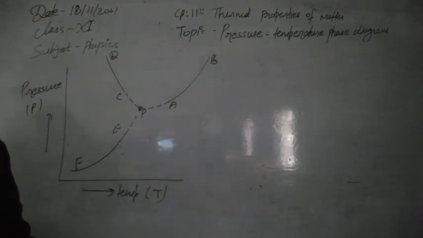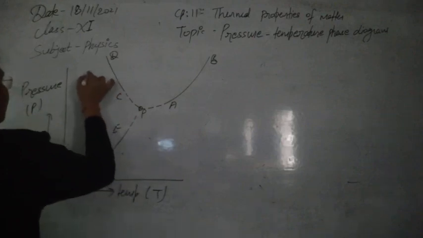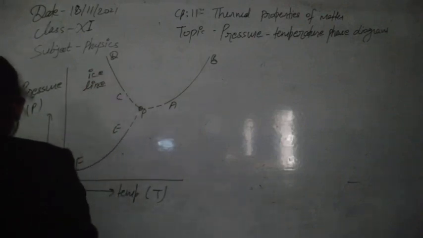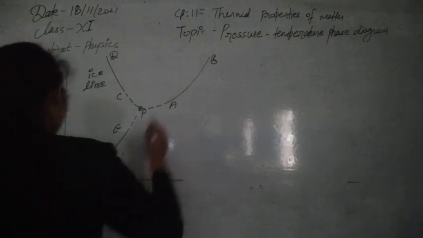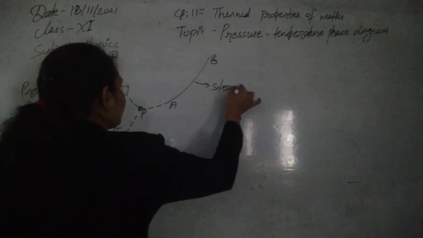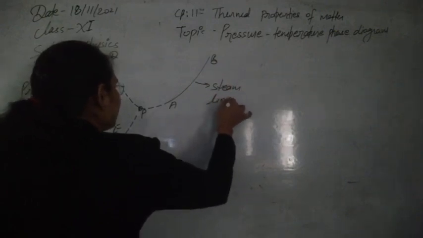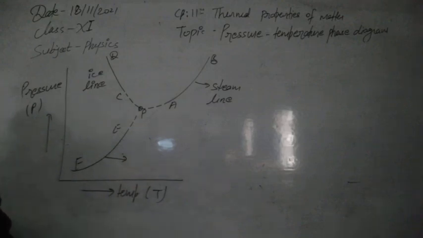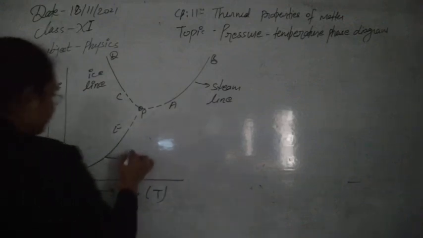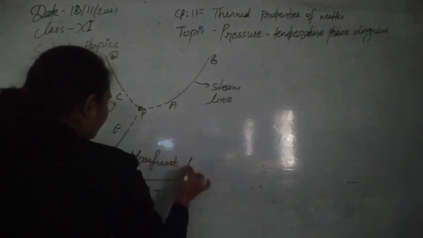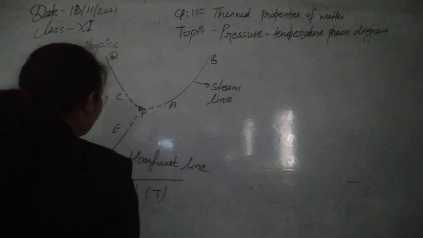Now this line C to D is known as the ice line. Later I will tell you why we call it the ice line. This line is known as the steam line. And the next one is known as the hoarfrost line. So these are the first three lines.